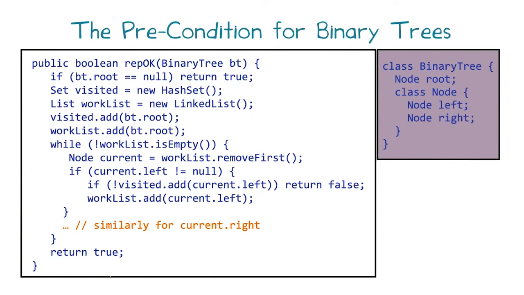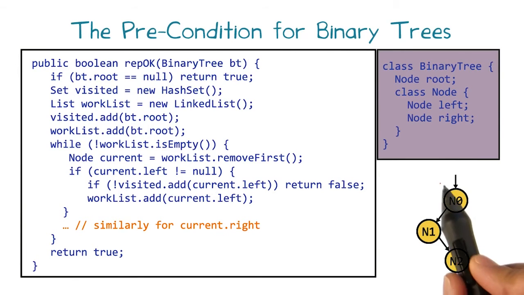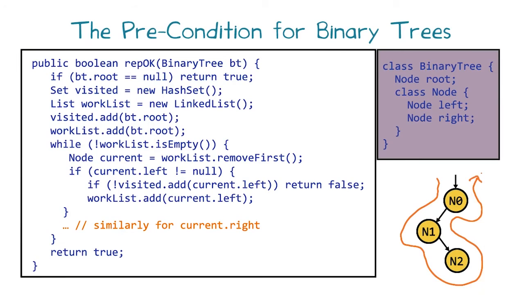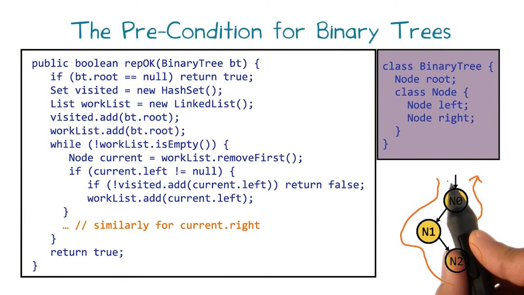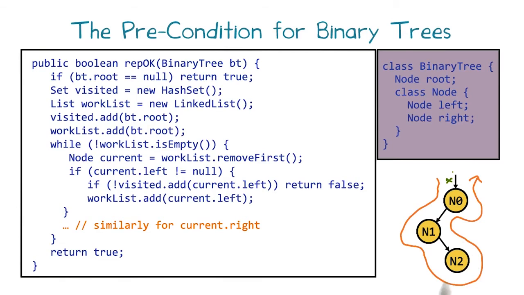Observe the order in which this function traverses nodes. This will be important in understanding how Korat systematically enumerates different shapes of binary trees. The order is depth first, left to right order. Let's look at an example to better understand this order. Suppose this binary tree object is input to the repOK function. We first visit the root field, which leads us to node N0. We next visit the left child of node N0, leading us to node N1.